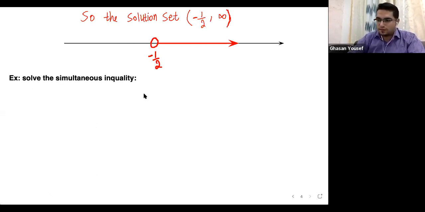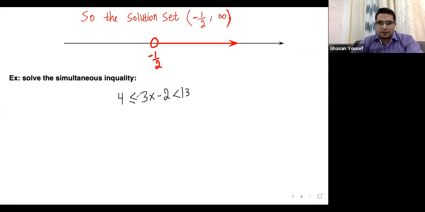The inequality is 3x minus 2 less than 13 and greater than or equal to 4. This is called simultaneous because I have two inequality symbols, one here and the other one here. My goal is to simplify it step by step until I get x between two numbers. This is my goal for solving simultaneous inequality.